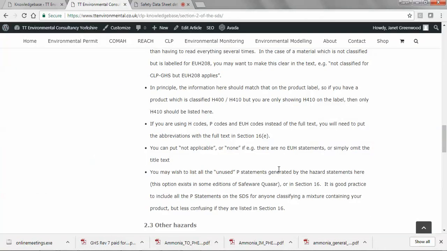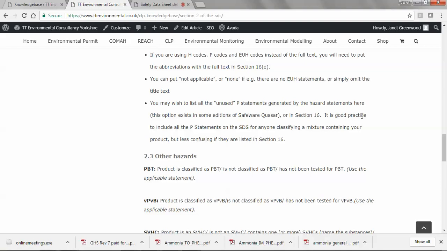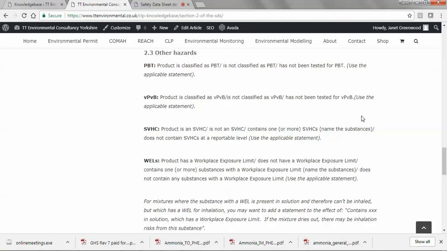Good. The other hazards. Now, this is your big moment. You can say if it's PBT or vPvB here, although there is a particular subsection later on in the safety data sheet as well, but quite often people will say if something's PBT or vPvB at this point. Is the product a substance of very high concern? That is, is it on the candidate list? You already know if it's been authorized because you've got the authorization number. So if it's an SVHC, it can be good to say what it is at this point.